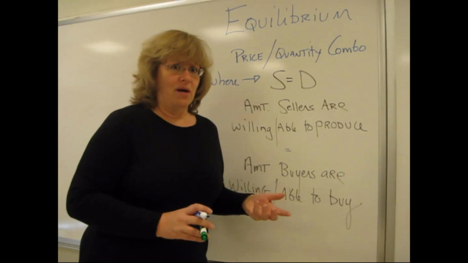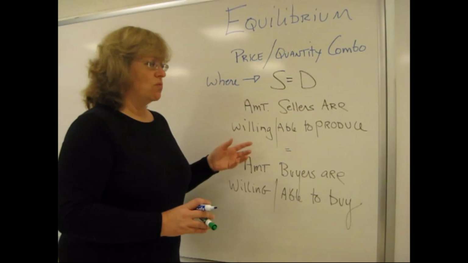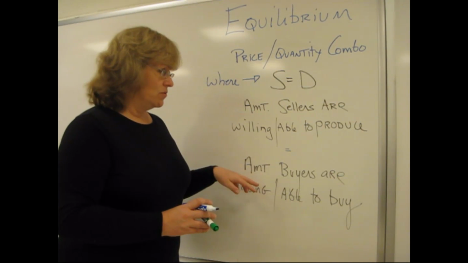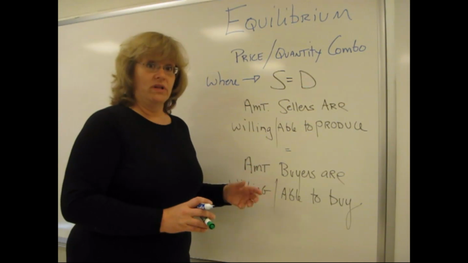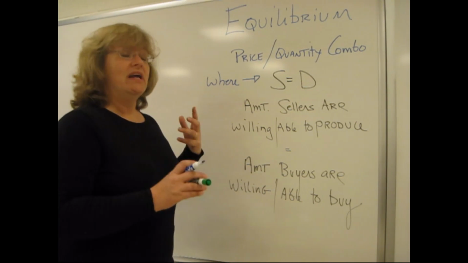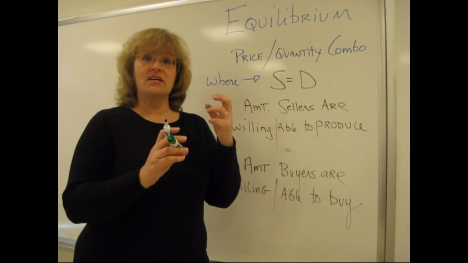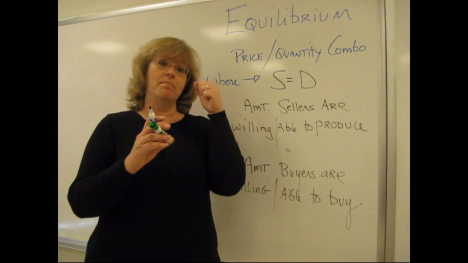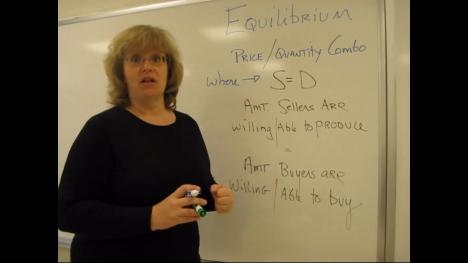Another way to say that, with a lot more words, is where the amount that sellers are willing and able to produce is exactly equal to the amount that buyers are willing and able to buy. Okay? So intuitively, you're looking at a price and quantity combination where the amount that buyers want to buy and the amount that sellers want to sell are the same.